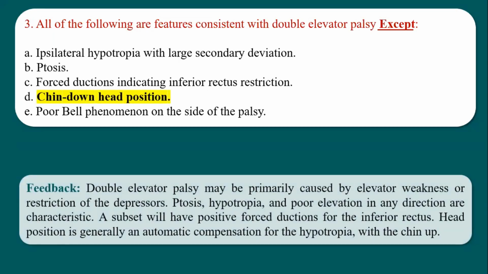Double elevator palsy may be primarily caused by elevator weakness or restriction of the depressors. Ptosis, hypotropia, and poor elevation in any direction are characteristic. A subset will have positive forced ductions for the inferior rectus. Head position is generally an automatic compensation for the hypotropia, with the chin up.